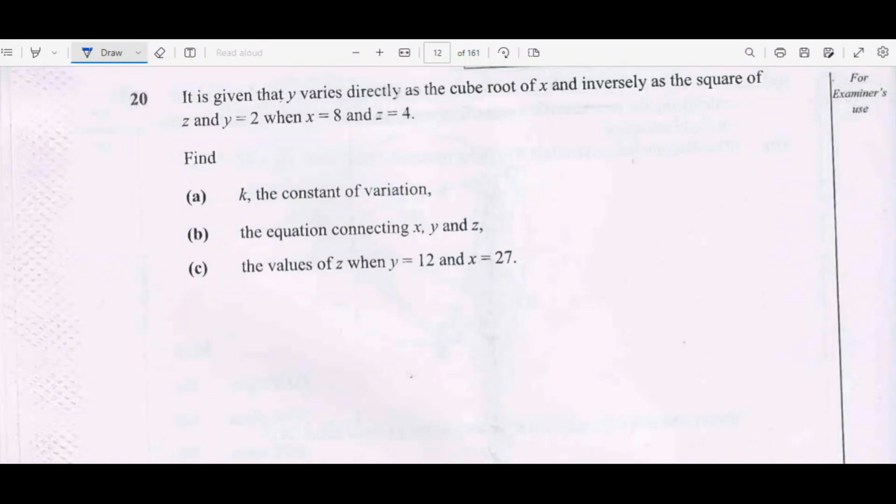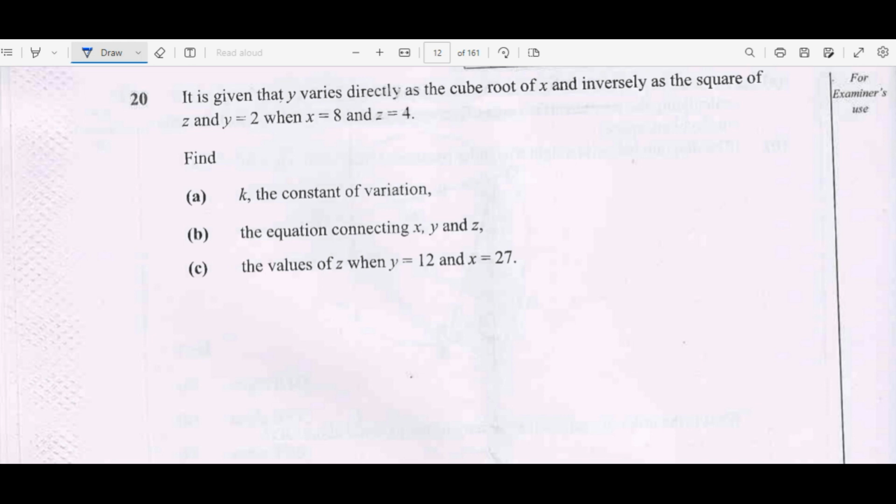Welcome guys, we have a question of variation before us, and this is a math paper 1 question. Now the question reads: it is given that y varies directly as the cube root of x and inversely as the square of z, and y is equal to 2 when x is equal to 8 and z is equal to 4. Find question A, k, the constant of variation.